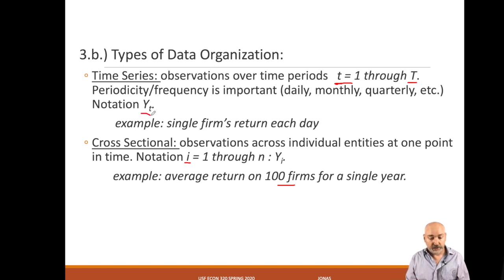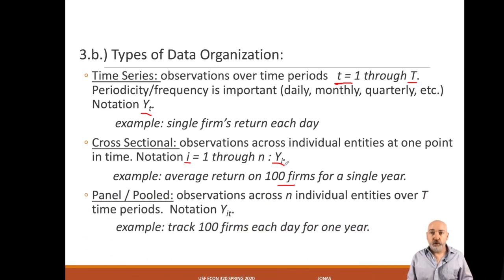If we see a Y sub t, well, that's our dependent variable Y measured across time, indexed by t. Y sub i, our dependent variable again, but now measured across entities, be it individuals, firms, countries, states, whatever the case may be. So those are the two dimensions. Well, we can measure them both simultaneously.